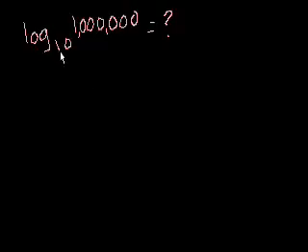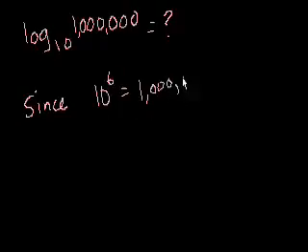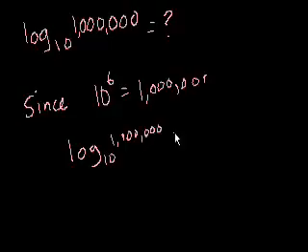So this equals question mark. Well, all we have to ask ourselves is 10 to what power is equal to 1 million? And 10 to any power is equal to 1 followed by that many zeros. If you say 10 to the 5th power, that's equal to 1 followed by 5 zeros. So 1 followed by 6 zeros is the same thing as 10 to the 6th power. So 10 to the 6th power is equal to 1 million. So since 10 to the 6th power is equal to 1 million, log base 10 of 1 million is equal to 6. Just remember, this 6 is an exponent that we raise 10 to to get the 1 million.